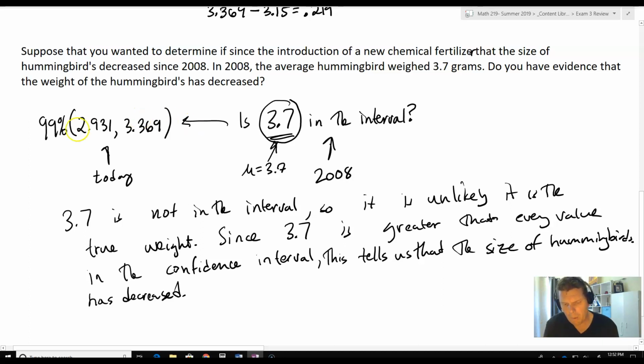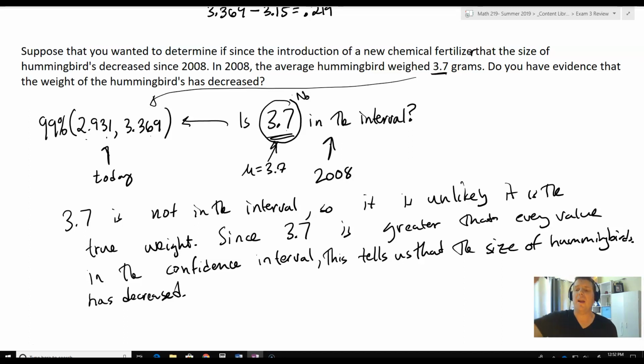So again, this is literally a hypothesis test. We're testing to see, is the value that we're claiming, 3.7, in the interval? And the answer is no, it's not in the interval. So it's not 3.7 today. Today's data says not 3.7. In fact, because everything from 2.931 to 3.369 is less than 3.7, that tells me that the weight has decreased. So that completes this video.